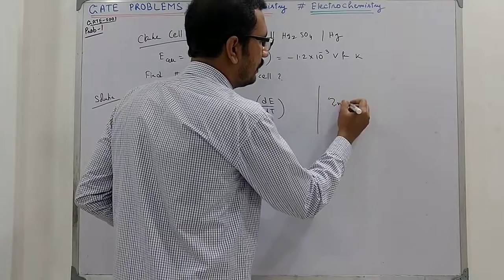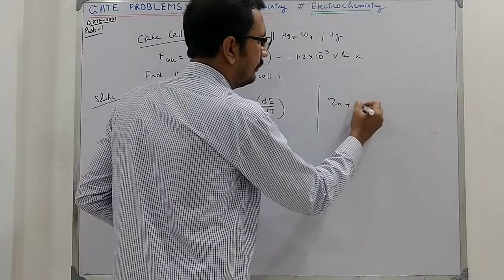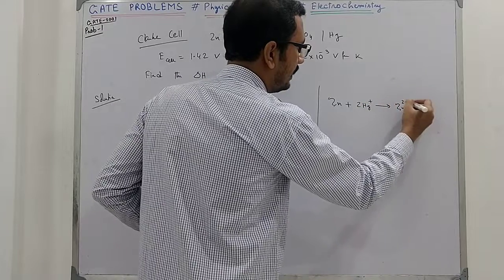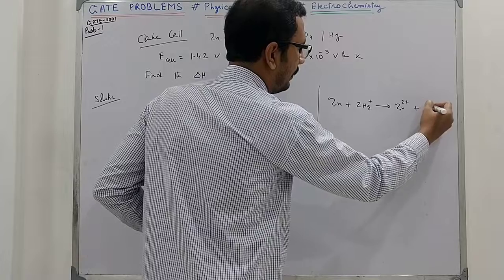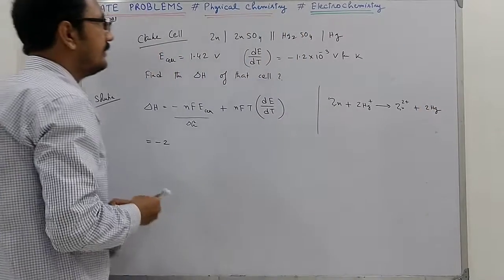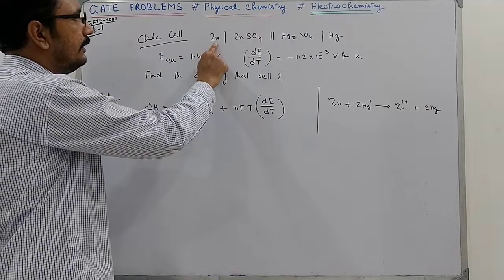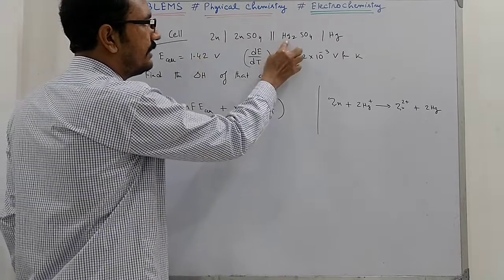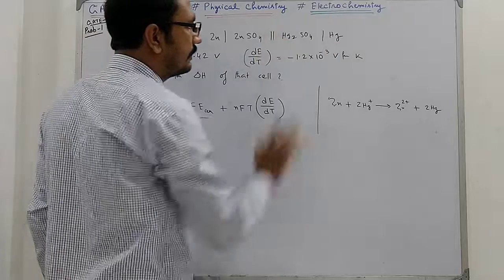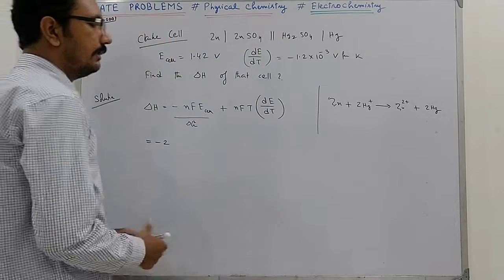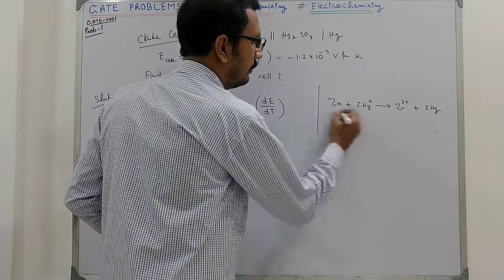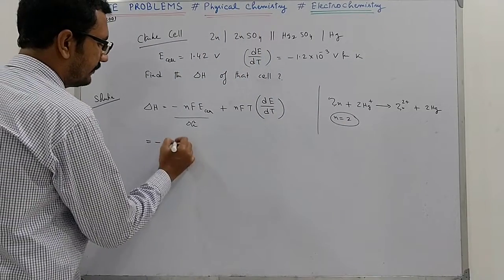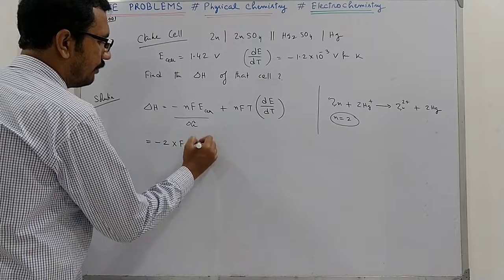So the cell reaction will look like this: Zn + 2Hg+ → Zn2+ + 2Hg. Obviously this is the anode, since Zn is more electropositive than mercury, so Zn will lose electrons. So the reaction will be Zn + 2Hg+ → Zn2+ + 2Hg. There is transfer of 2 electrons, so you will have minus 2 into F into 1.42.